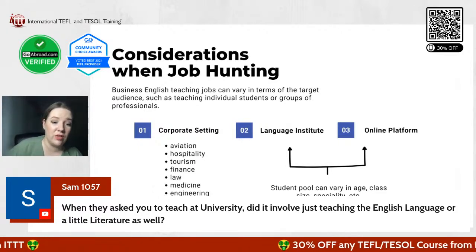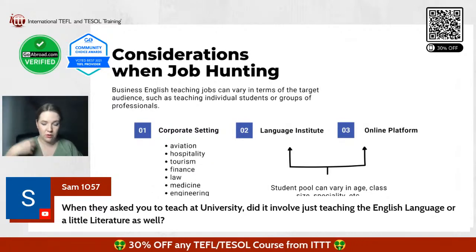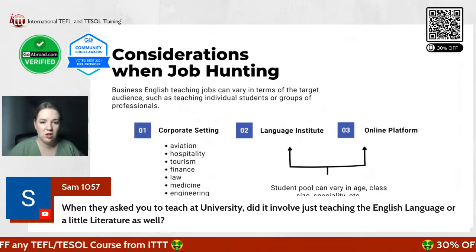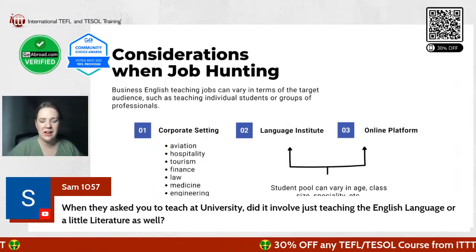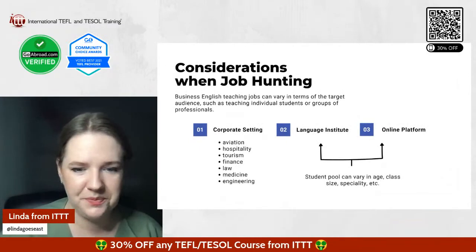And at that university, there's also a lot of foreign students. So you have local students, but also the foreign students taking part in these English conversation lessons. So that was that. I'm not sure exactly because I didn't take the job, but that's pretty much what it was.